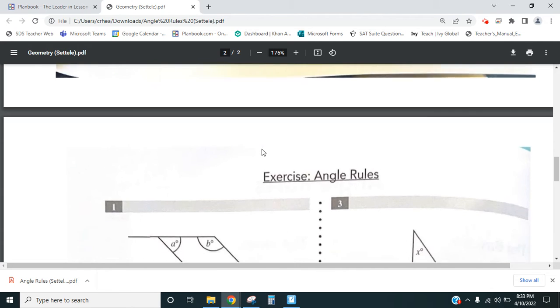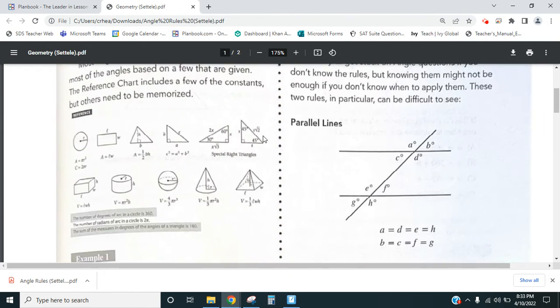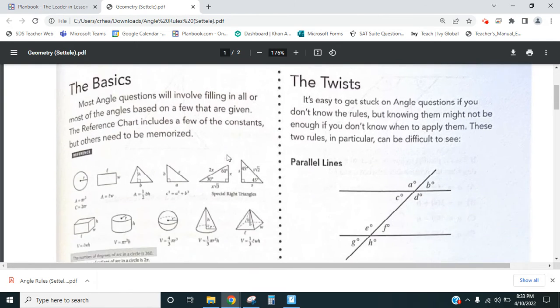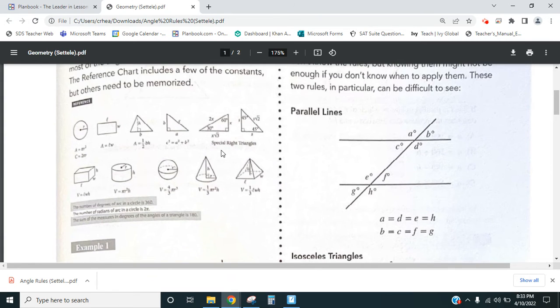Right, so this video is a review of, or a lesson on, the things we did in class. Let's say Friday, April 8th, and the worksheet we're talking about is SAT review, and it's angle rules.